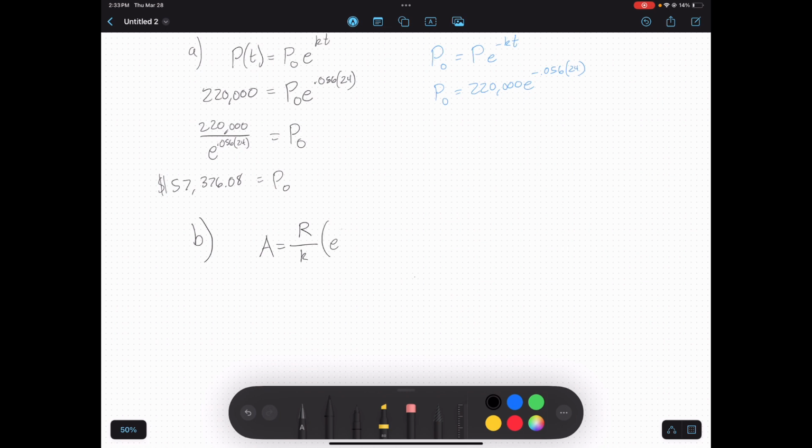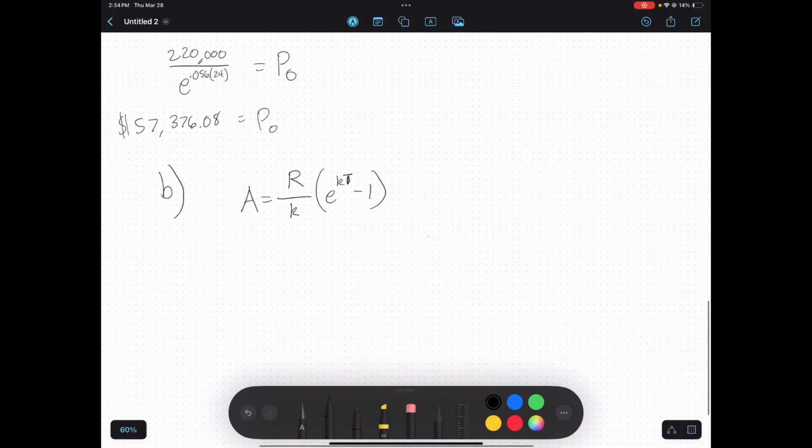it's R over K times e to the K times T, minus 1. Now, be careful, because if I'm using this formula, what am I assuming about the amount that they're going to contribute? We're going to assume that they're contributing a constant amount each time. Otherwise, this problem becomes much more complicated. So sure enough, we're just going to assume that we are contributing a constant amount each year.